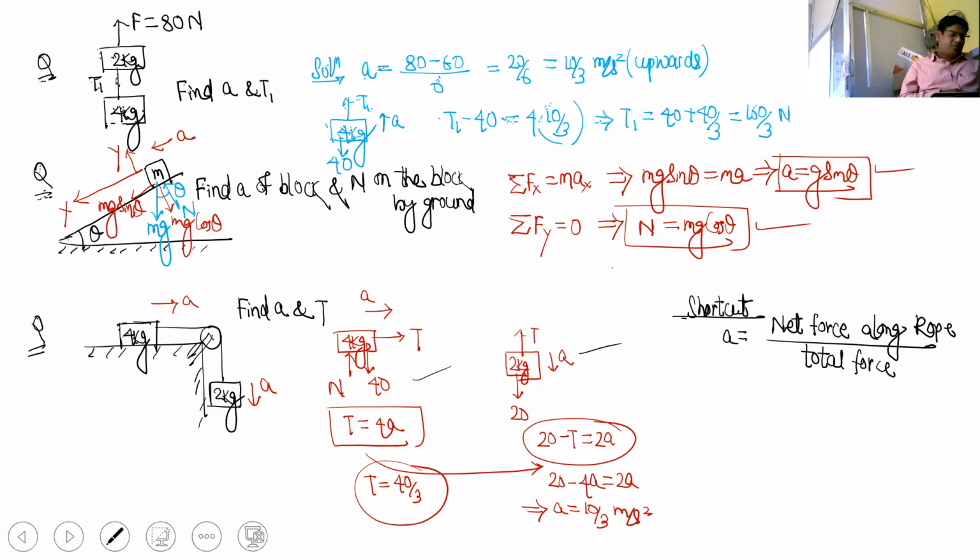So here you see what are the forces acting on this. Here there is 20 Newton acting, gravitational force. Here there is 40 Newton acting and some normal reaction is acting. But you see which of these forces are acting along the rope. Along the rope only this force is acting. These forces are not acting along the rope.